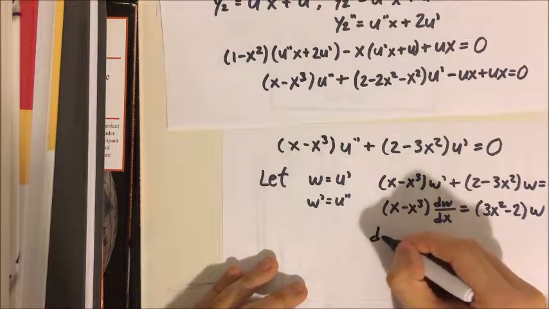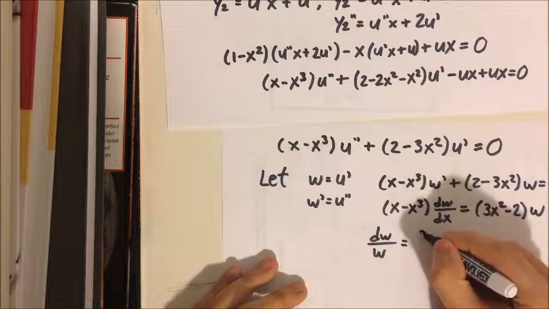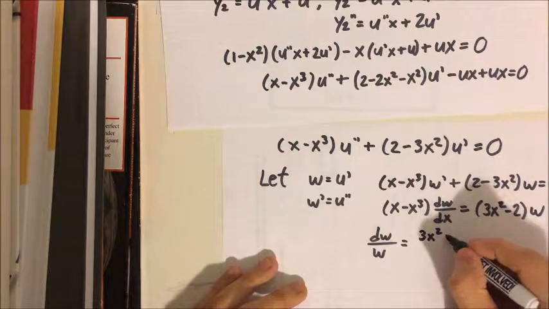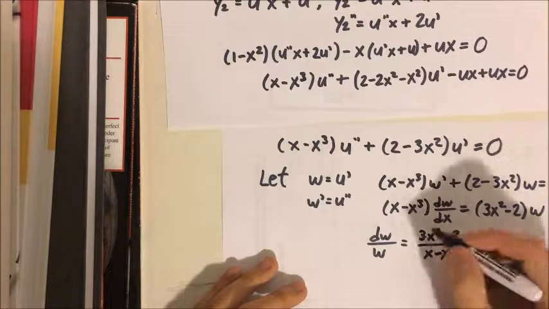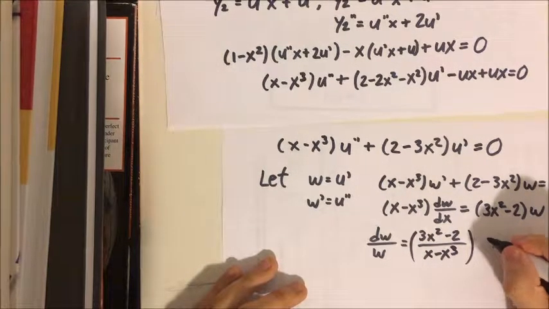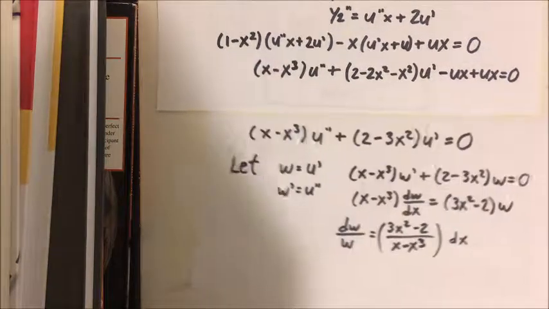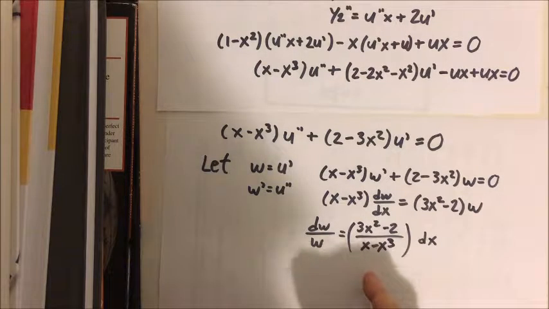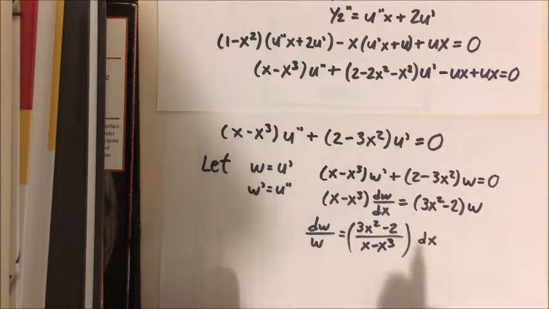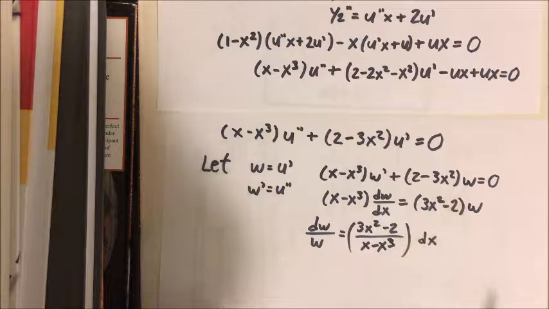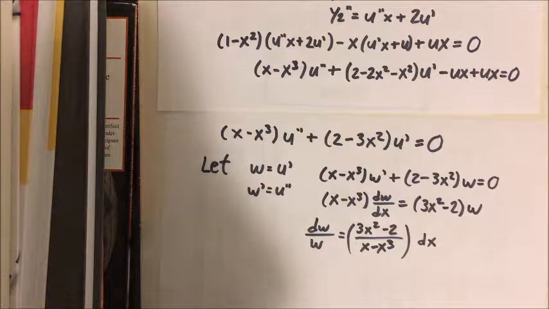Then let's collect the like variables. So we get dw over w is equal to (3x squared minus 2) over (x minus x cubed) dx. And now to solve for w, we're going to have to integrate both sides. So how are we going to integrate this? Well, if we look at this, we have a rational function with a polynomial on top and a polynomial on the bottom. So what this suggests to us is that we are going to need partial fraction decomposition. So let's go over that.